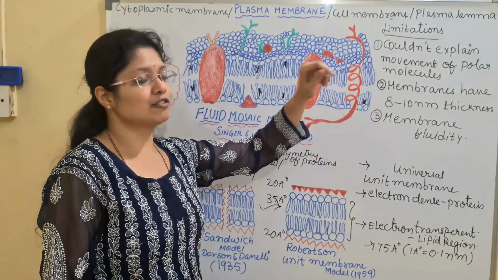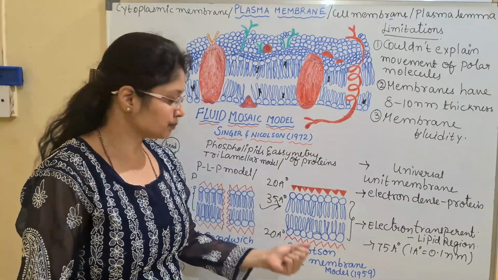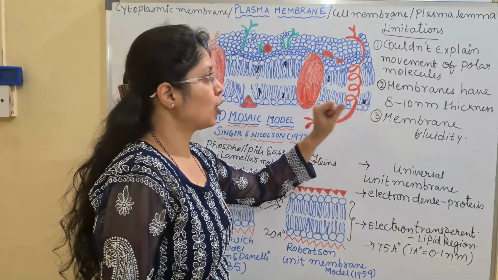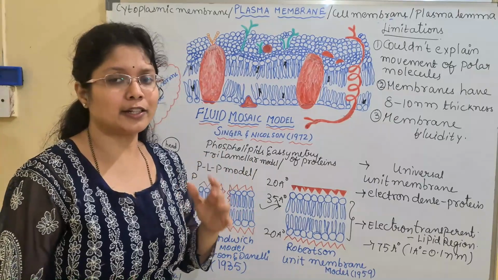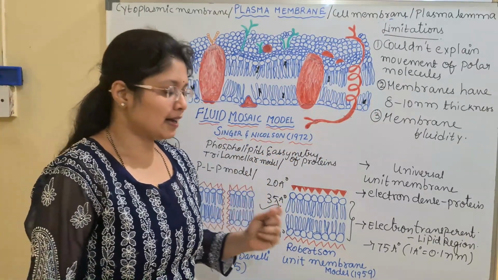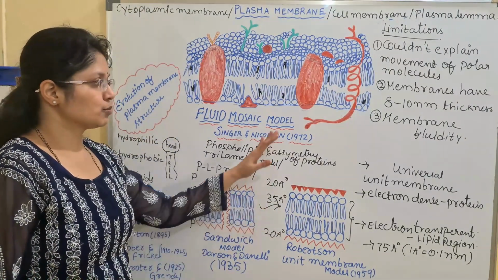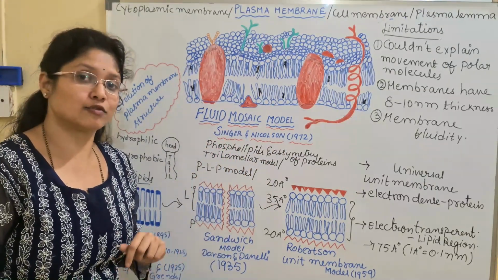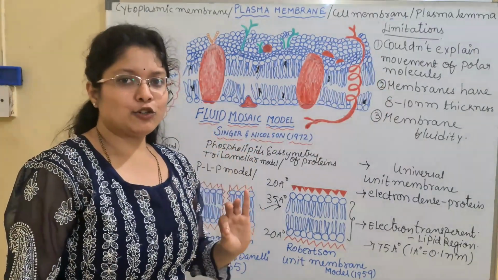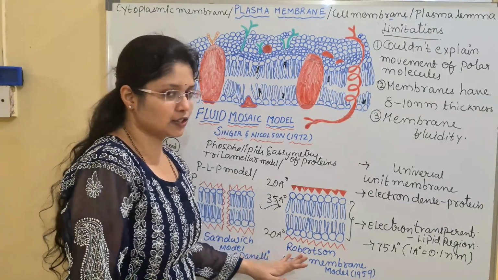So these are the three major failures or limitations of the sandwich model as well as the unit membrane model, where they could not explain mainly the properties of the membrane. Hence these are said to be the failure models. These are rejected models. And next comes the most important model of the plasma membrane, that is the fluid mosaic model.